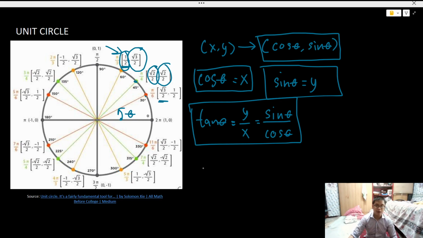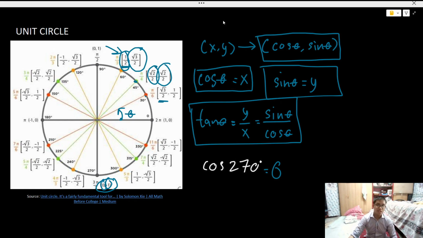Like if you have, for example, cosine 270 degrees, all you need to do is know the coordinates of 270 degrees, which is this one, then get the x value, which is 0. So your answer here is 0. How about sine 270? Get the coordinates of 270. This one. Get the y value. It's 1. Then that's it. Sine of 270 degrees is 1.